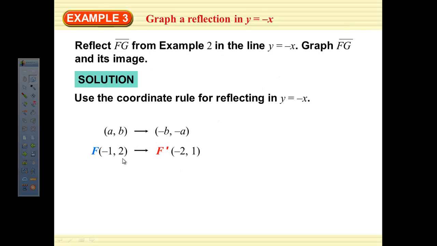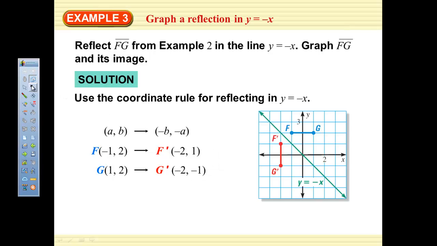That means that f was originally negative 1, 2. When we flip these around and change the signs, this becomes negative 2, and this becomes positive 1. And g becomes, we flip them and we change the signs of both of those, so they both become negative, and it's negative 2, negative 1. So the graph looks like this.